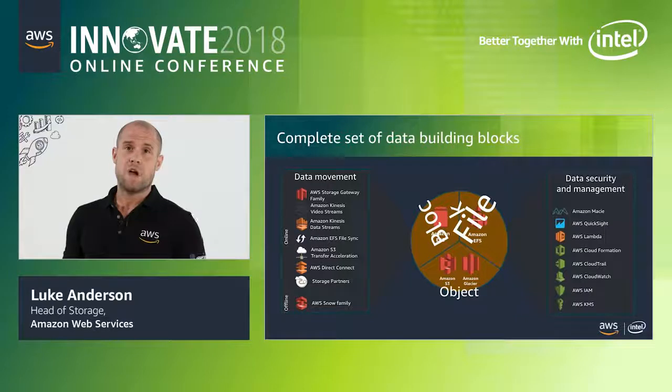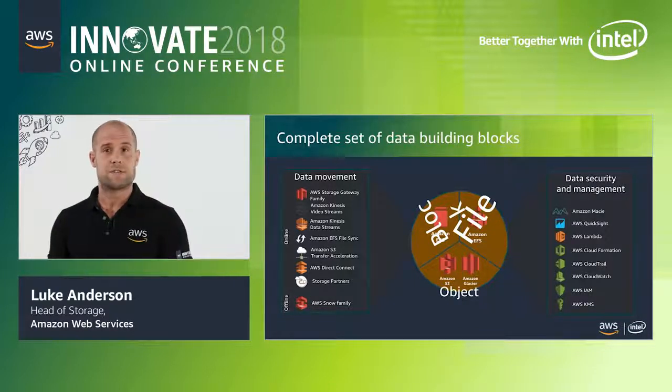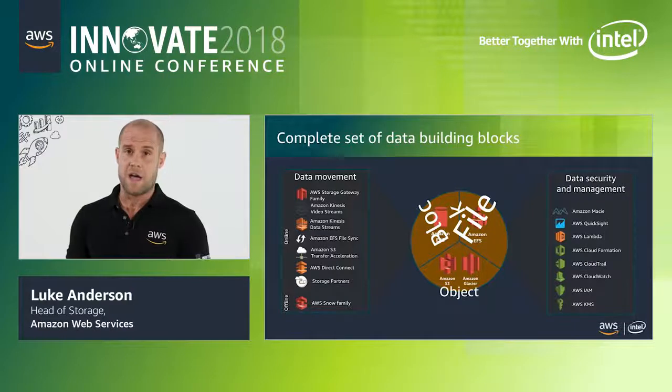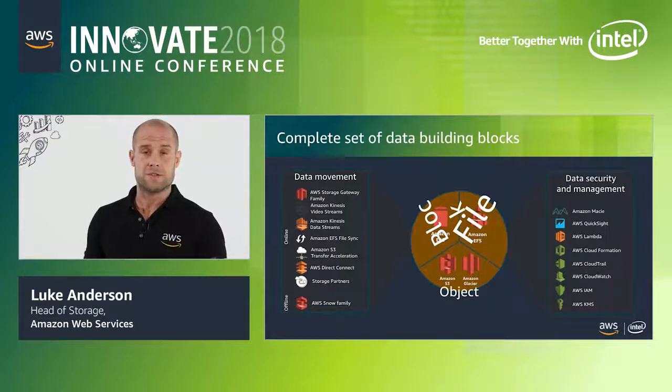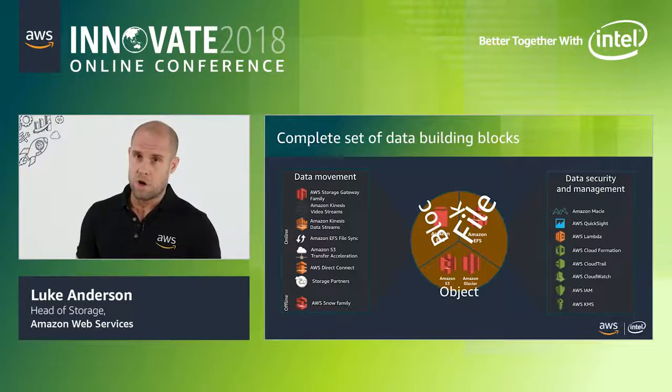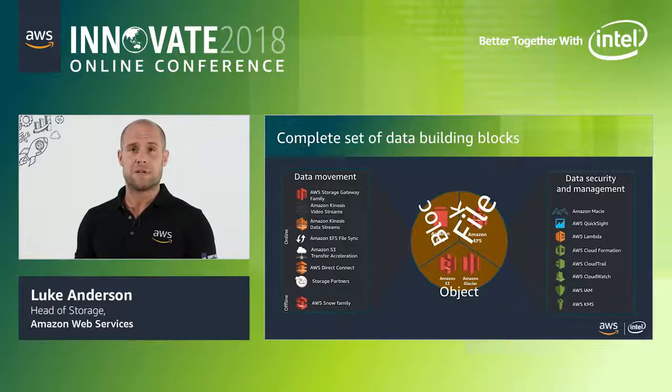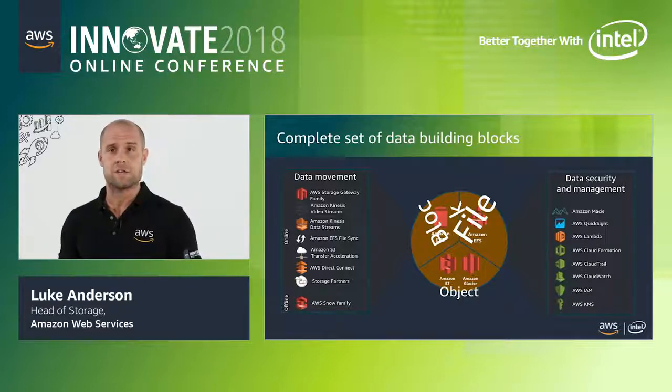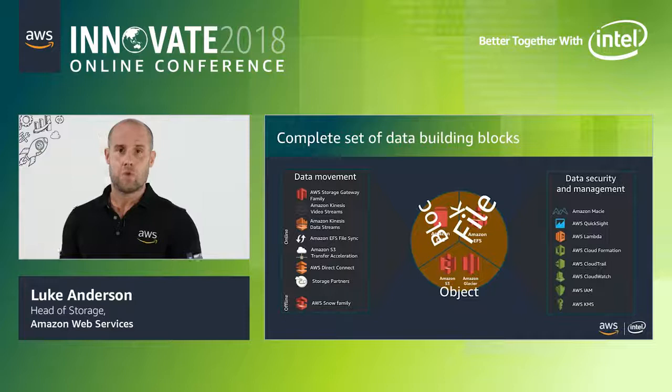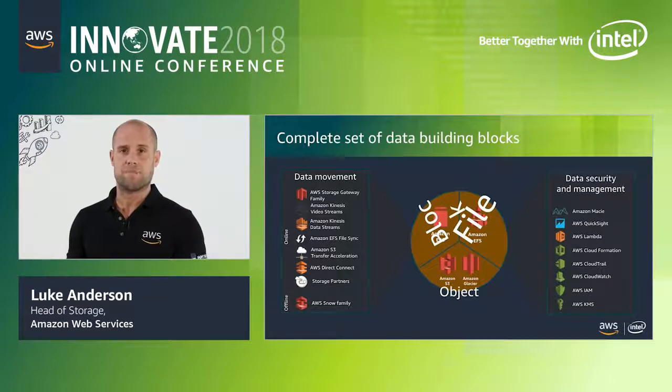For file storage, we have Amazon Elastic File System, which I'll refer to as EFS for the remainder of this presentation. EFS is our NFS-based scalable file system that provides file services via NFS to workloads that are running inside of AWS. And with one of our recent releases, we provide the capability to connect your own data center file systems to EFS, and we'll talk about that a little bit later in the presentation.